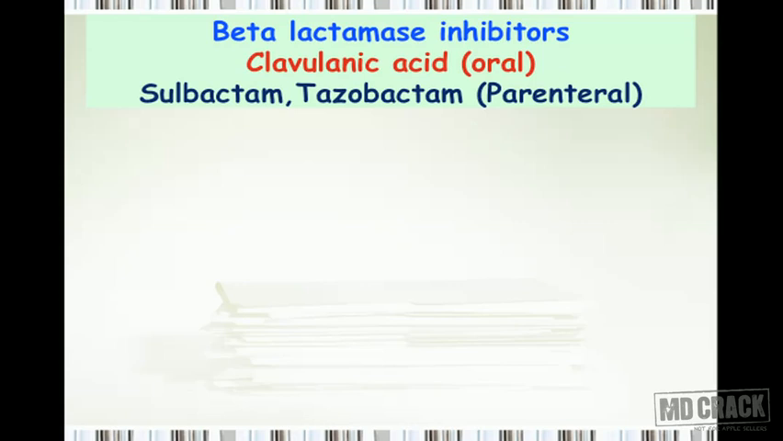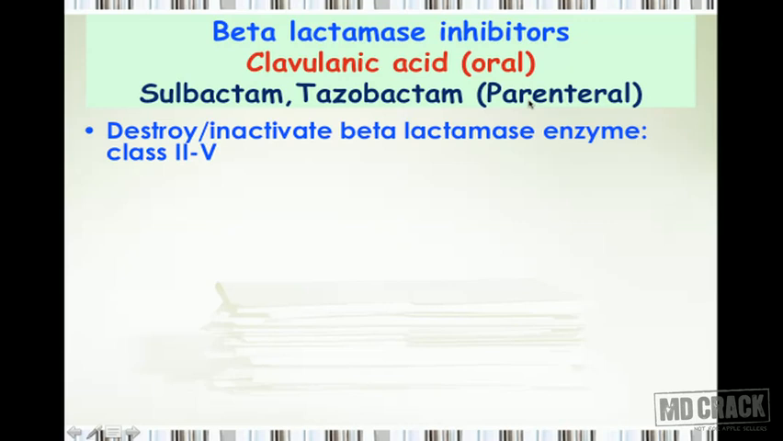If the organism is coming up with a weapon, that's the beta-lactamase enzyme, let me create another weapon which can destroy the beta-lactamase enzyme. So these drugs are beta-lactamase inhibitors, and they are very valuable in practice. Number one is clavulanic acid. This clavulanic acid is used by oral route. It's not available parenterally. And the next is Sulbactam and Tazobactam, which are used by parenteral route of administration.